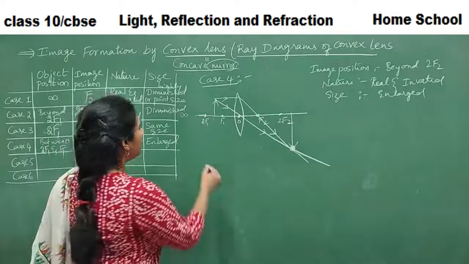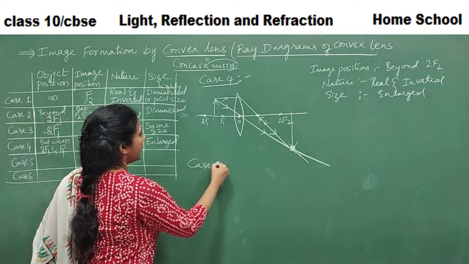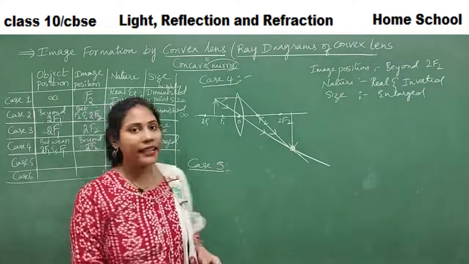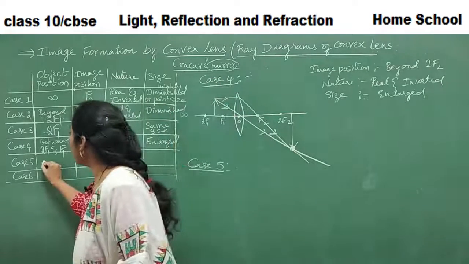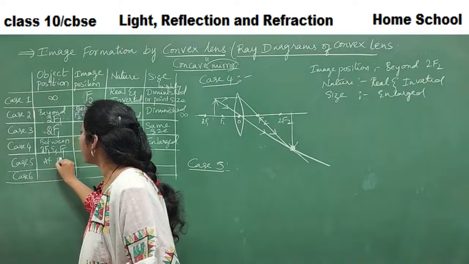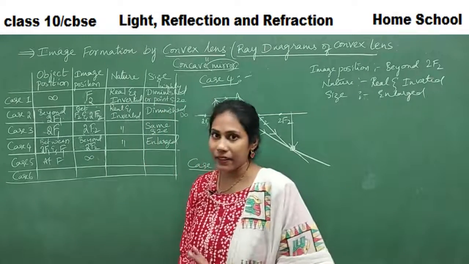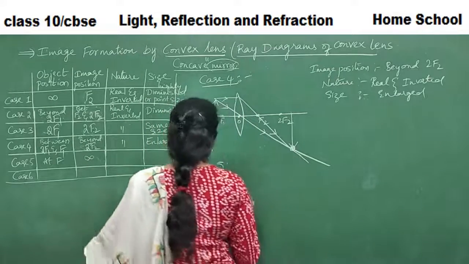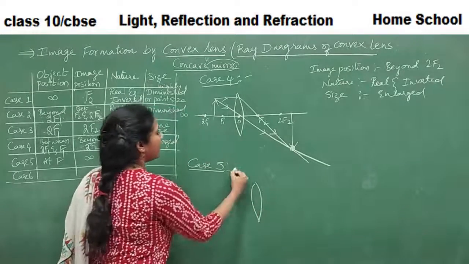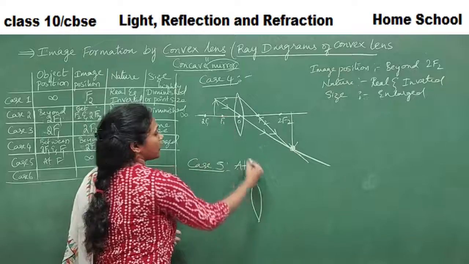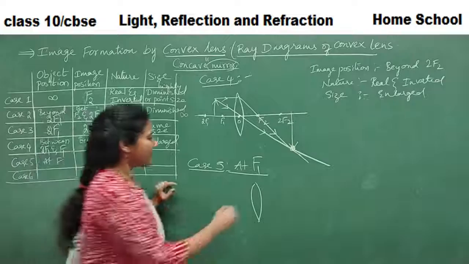Fine. And coming to case 5. Do you remember case 5 of the concave mirror? Case 5 was the object kept at focus. When the object was kept at focus, the image was formed at infinity, right? So now let us see what happens here. Here, where do I keep my object? Let me keep my object at focus, this focus, okay? That is at F1 if I keep, let us see where the image is formed.